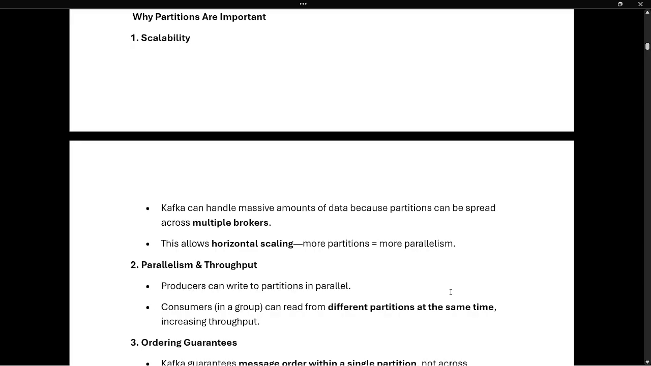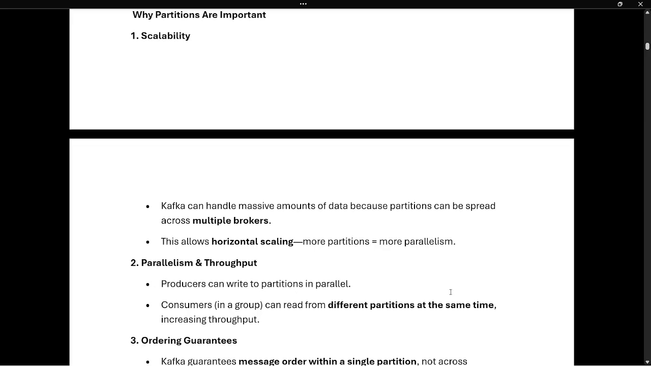The other thing is parallelism and throughput. Producers can write to partitions in parallel, so there is throughput also, like we can give maximum efficiency. Consumers in a group can read from different partitions at the same time, increasing the throughput. Suppose there is a consumer group with four consumers: C1, C2, C3, C4. They can read from different partitions to increase the throughput.